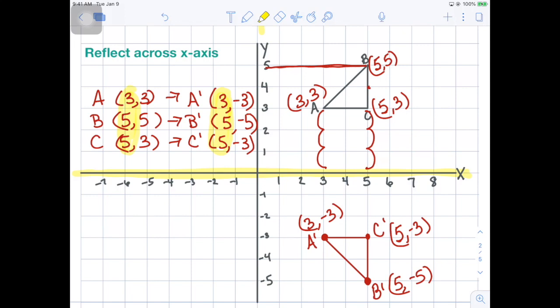So when we go across the y-axis, the x's have to change. When we go across the x-axis, in this case, the y's have to change. So think about who you're crossing. That's who the boss is. They make the other one change.